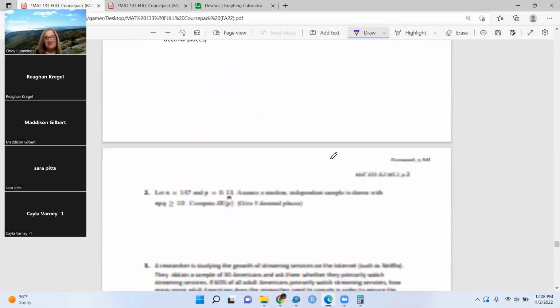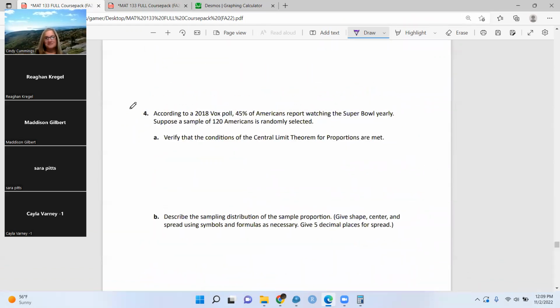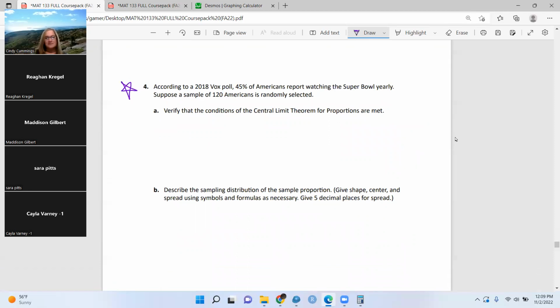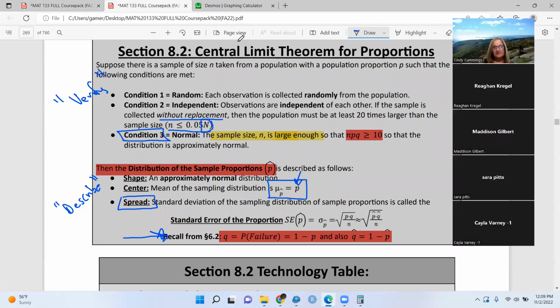Let's come back to number 1. I want you to do problem 4 because this is the exact problem on the final exam. And part of what's going to happen on the final exam is it could be a proportion or it could be a mean. And remember that just changes slightly. The only difference is condition 3 and how we calculate the spread. Those are the only different things between the mean and the proportion. And it's the ones that everyone gets wrong.